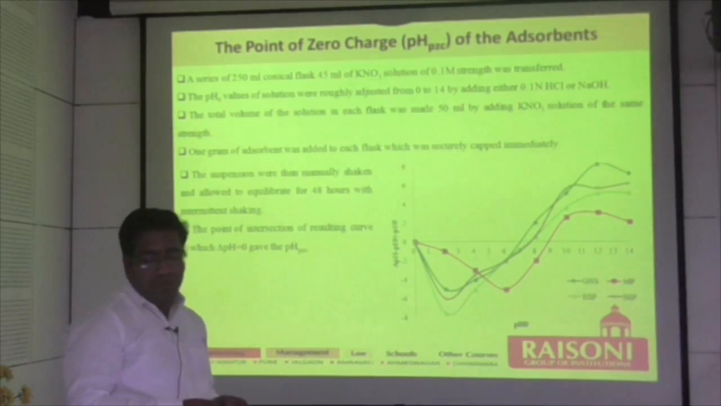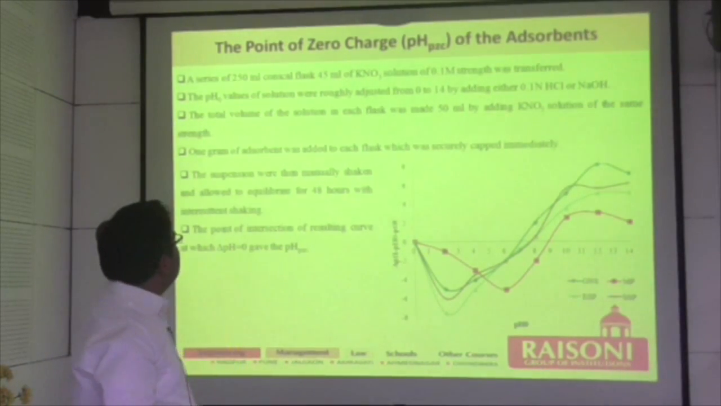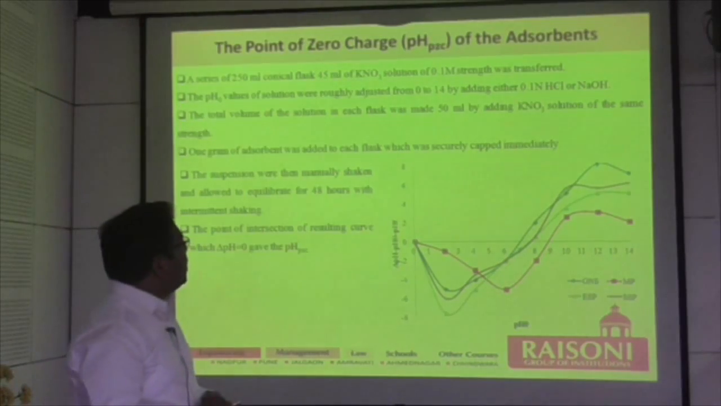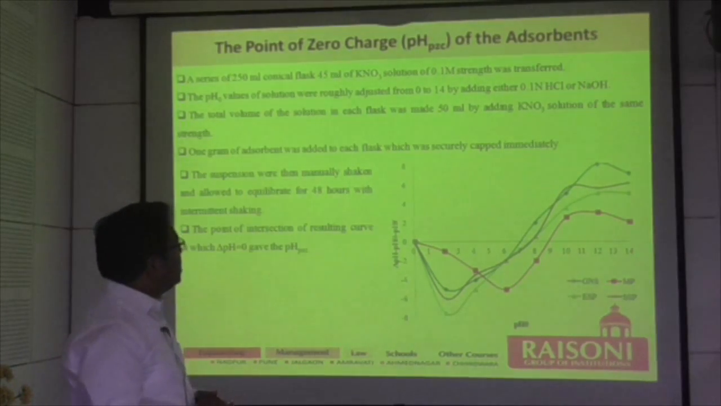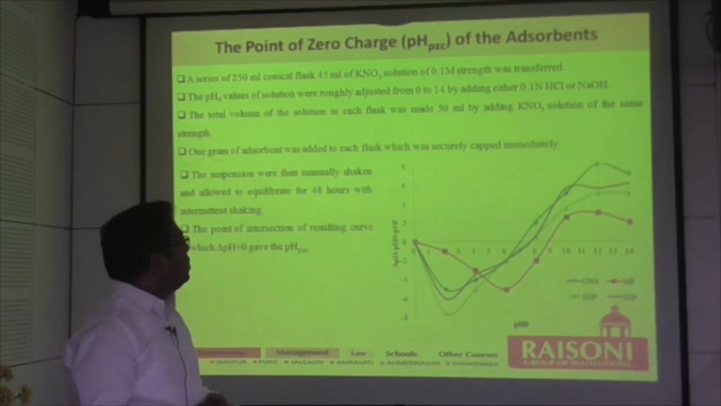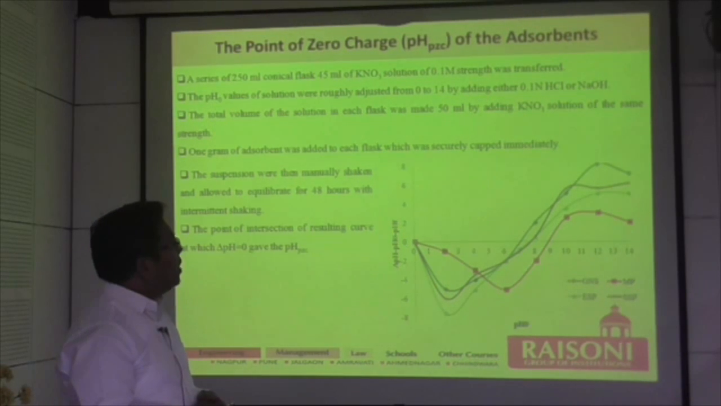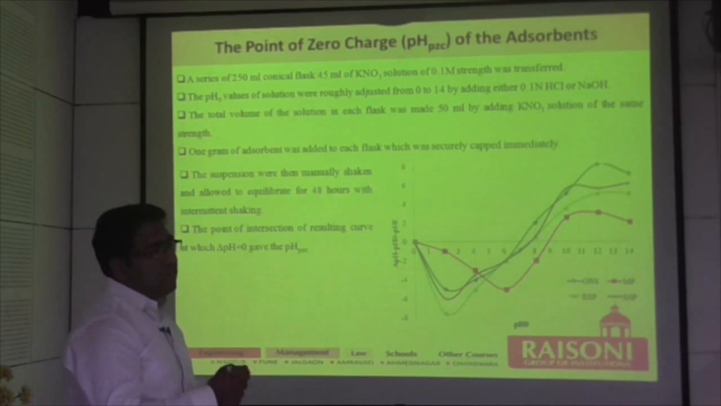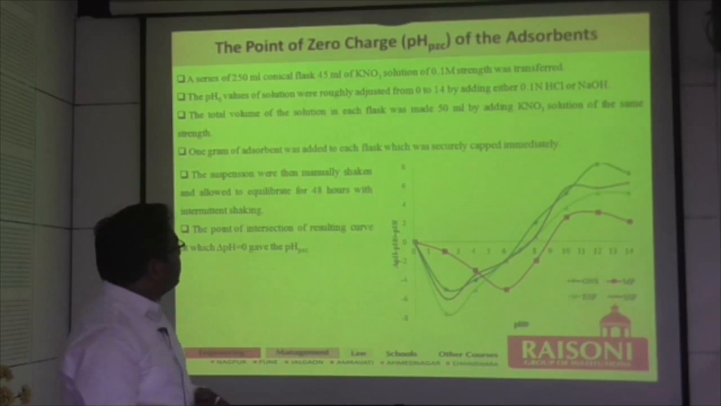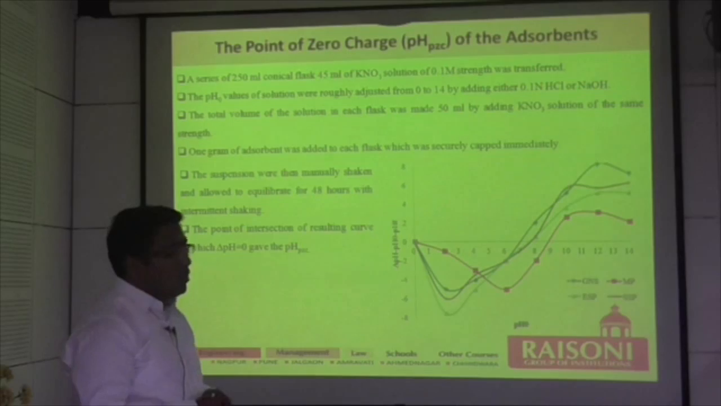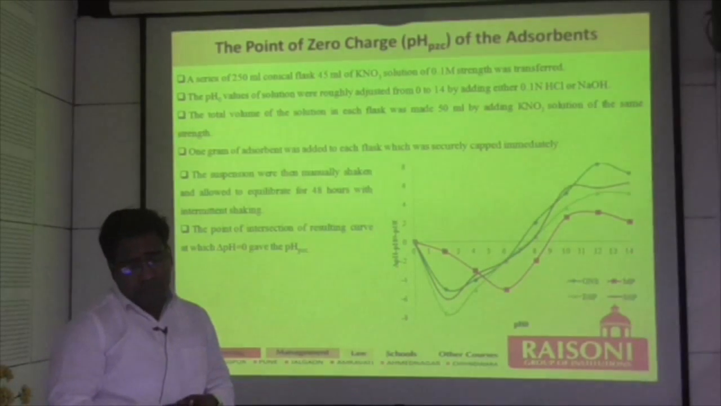The point of zero charge of the adsorbent. A series of 250 ml polymer flasks with 45 ml of KNO3 solution of 0.1 molar strength was transferred. The initial pH value of the solution was roughly adjusted from 2 to 10 by adding either 0.1 normal HCl or NaOH. The total volume of the solution in each flask was made 50 ml by adding KNO3 solution of the same strength. 1 gram of adsorbent was added to each flask, which was securely capped immediately.